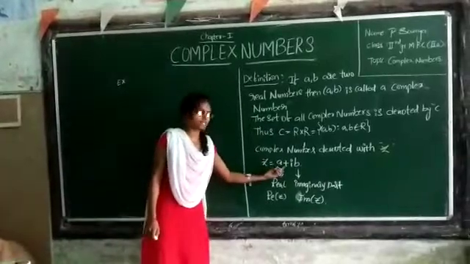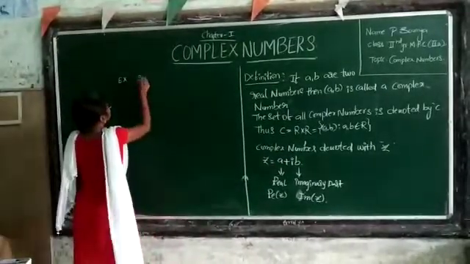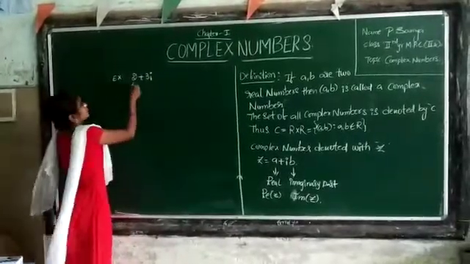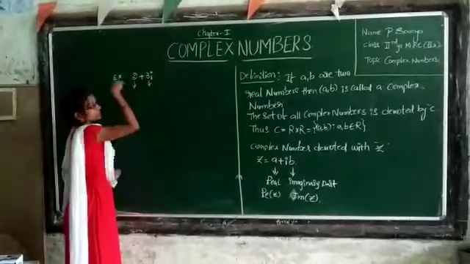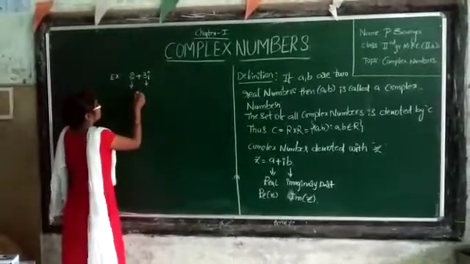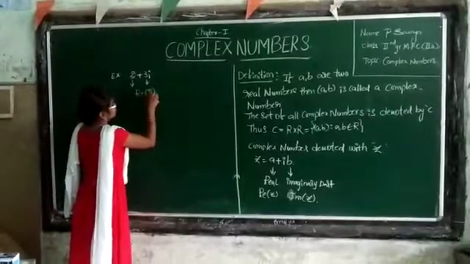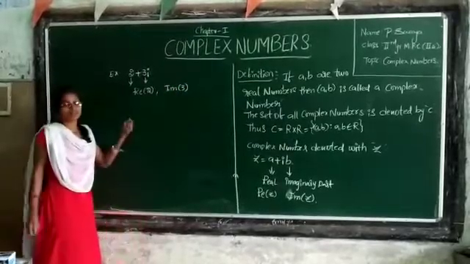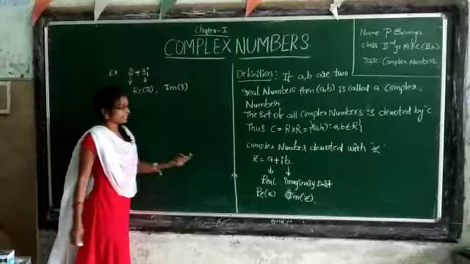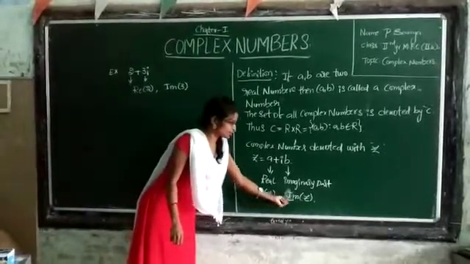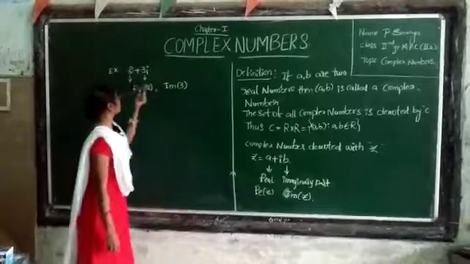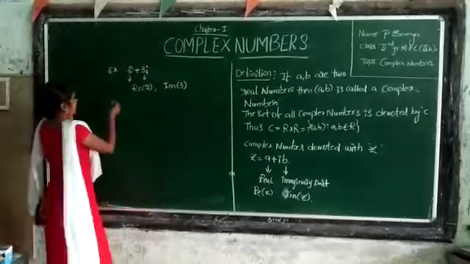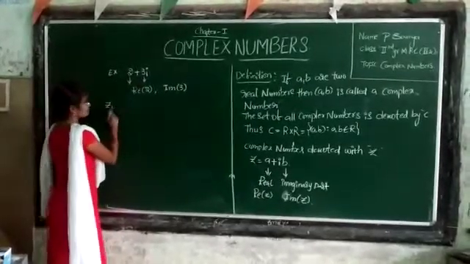z equals a plus ib. Here I am taking 2 plus 3i. Here 2 is the real part and 3 is the imaginary part. That is, we can write Real of z is 2 and Imaginary of z is 3. Real part is 2 and imaginary part is how much? 3.